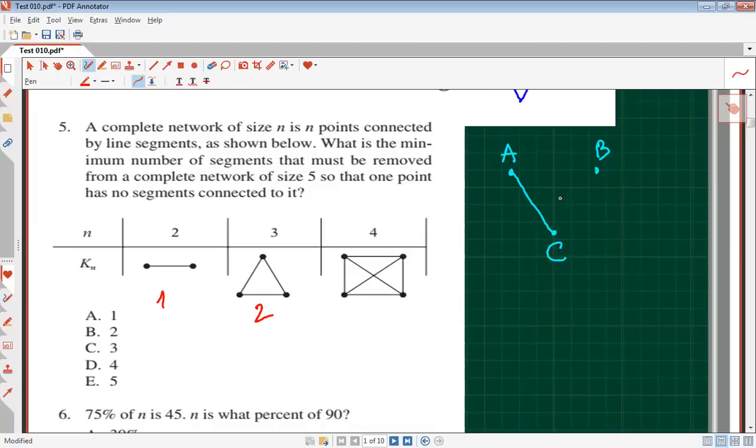At this time we can guess, but to be sure, we will check the complete network of size number 4. We will draw the rectangle step by step.